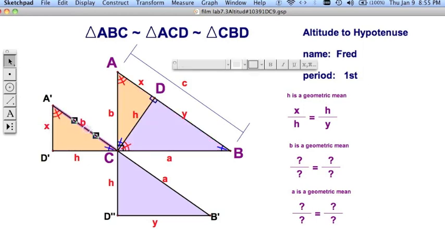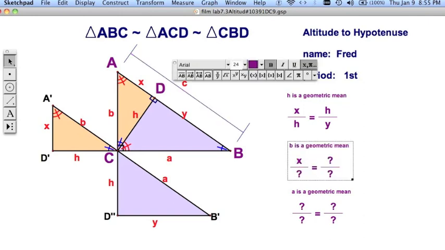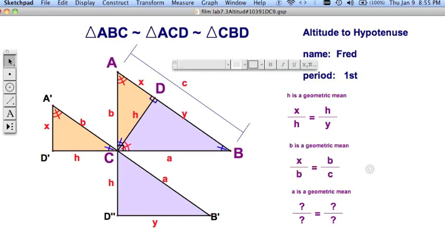X is to B as B is to C. Looking at it on one figure, X is to B as B is to C. Nice. Finally, we'll use this triangle and the overall triangle. Y is to A as A is to C.